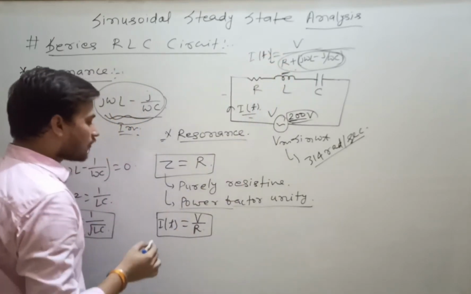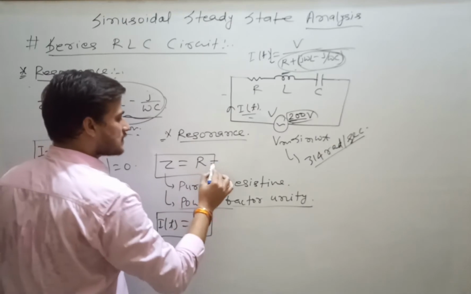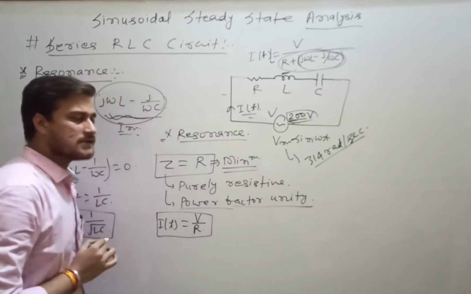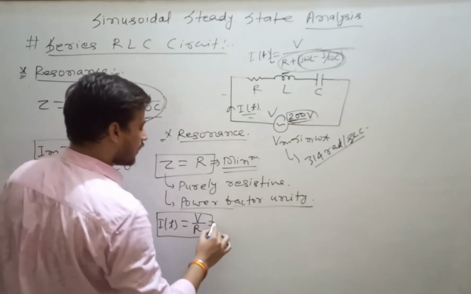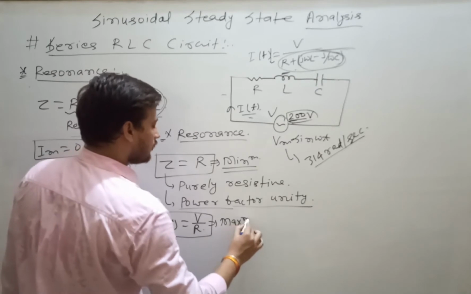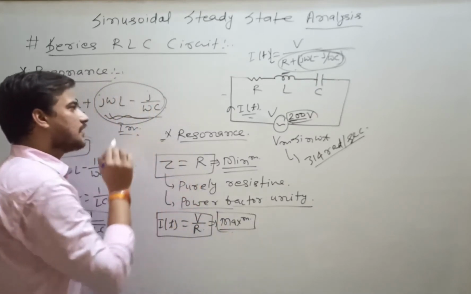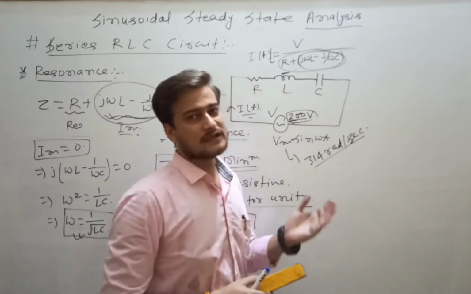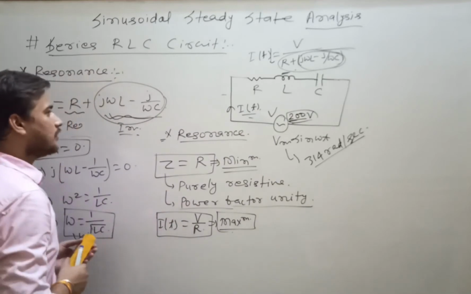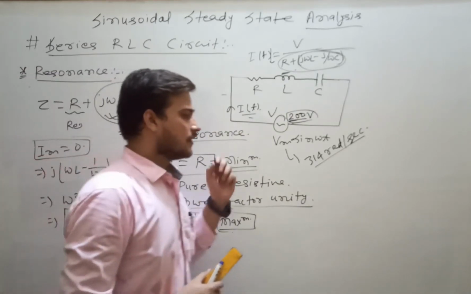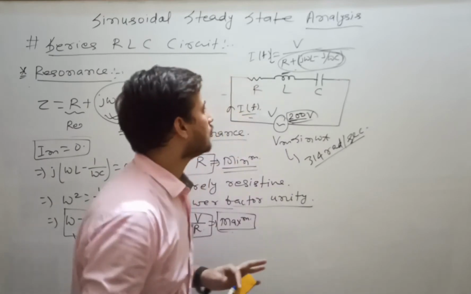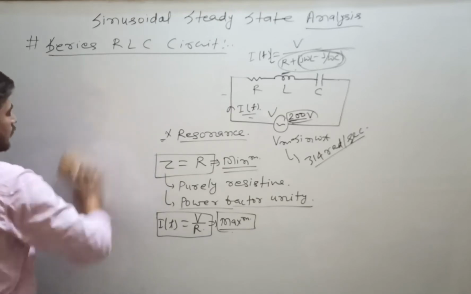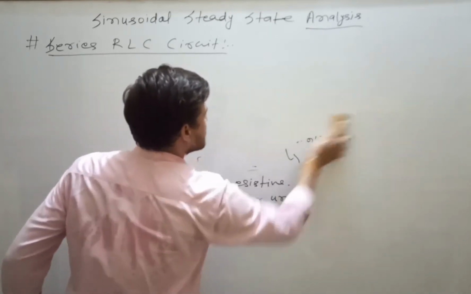But at the condition of resonance, Z equal to R means it is minimum impedance. This is the condition of minimum impedance. Now at minimum impedance, current will be maximum. So in the case of series RLC circuit at resonance, the current is maximum, impedance is minimum, power factor is unity, Z is equal to R. So now let us draw the graph of impedance and current.